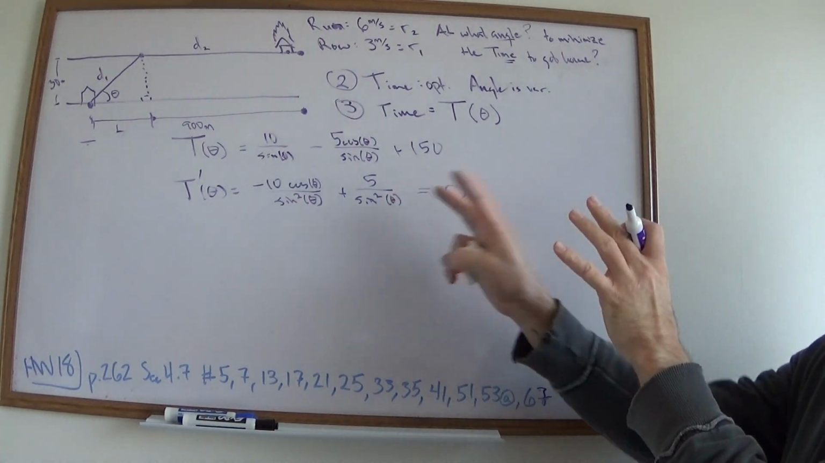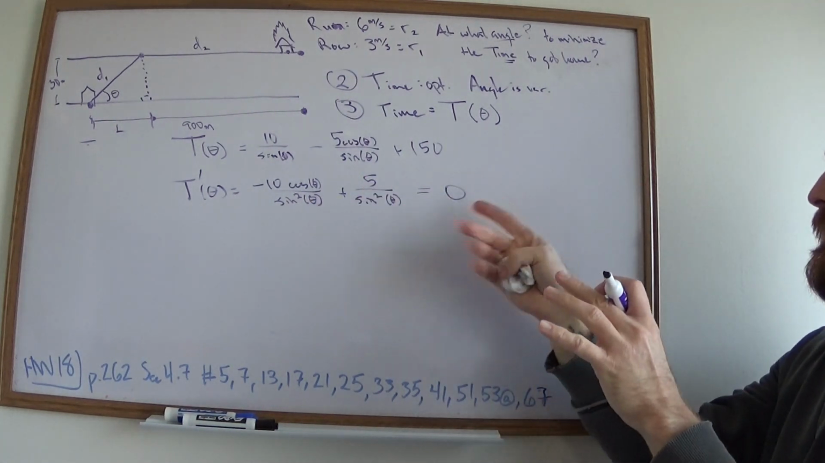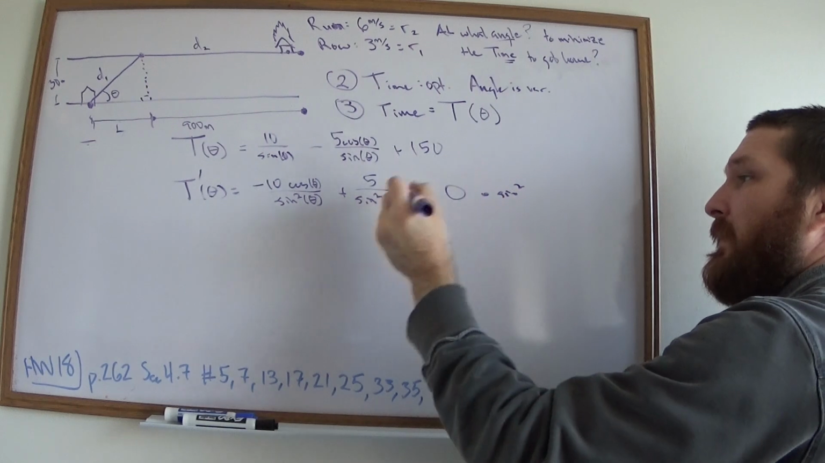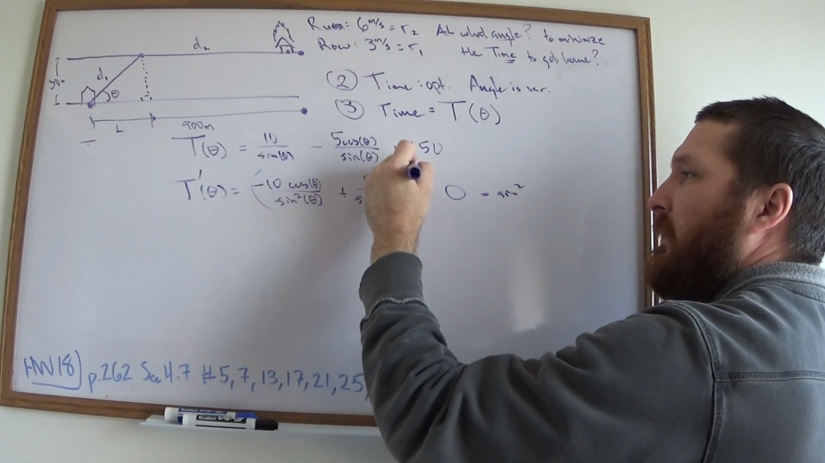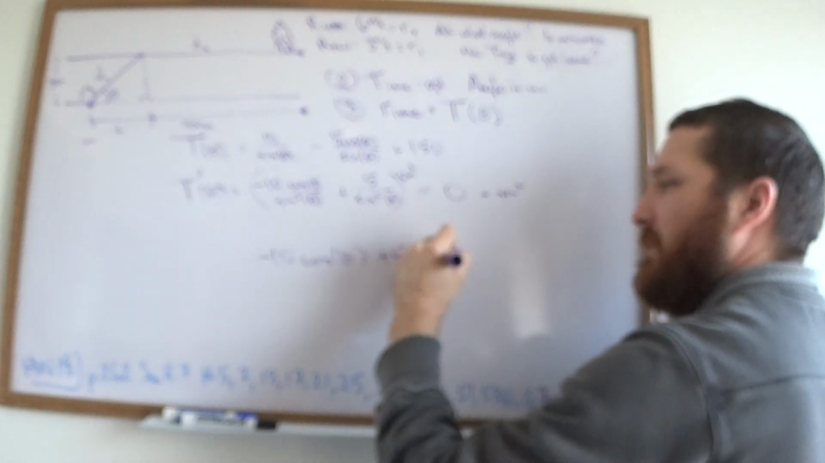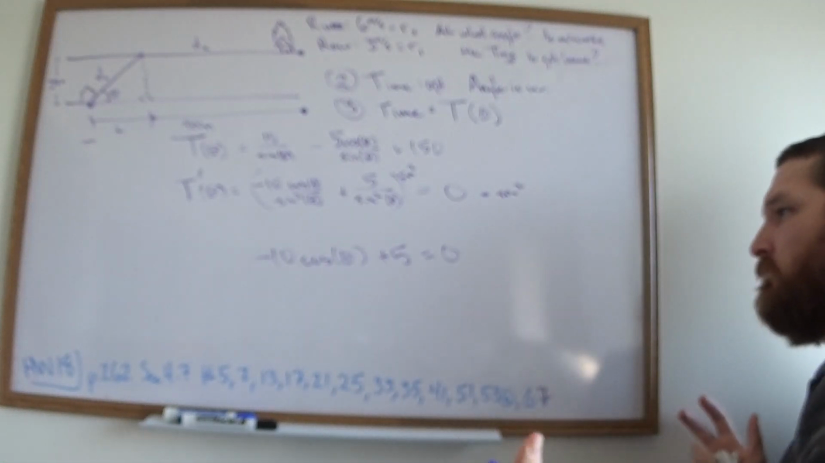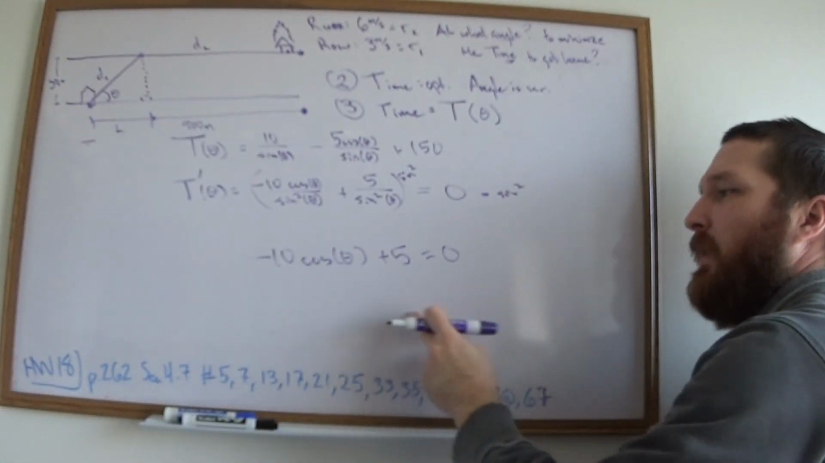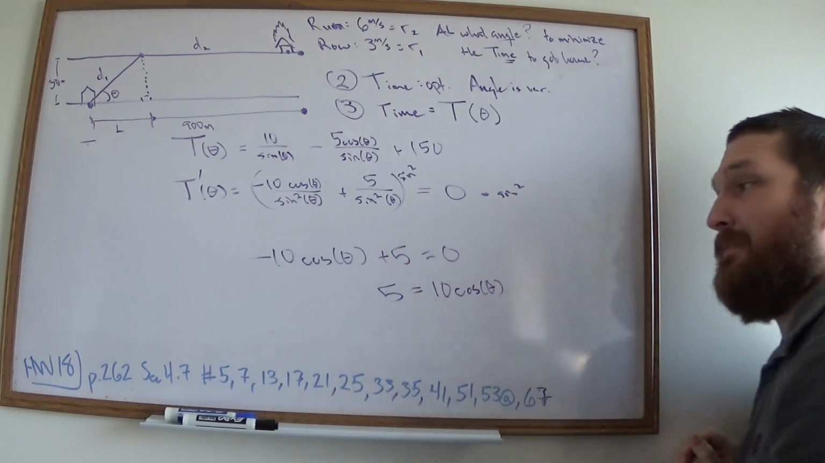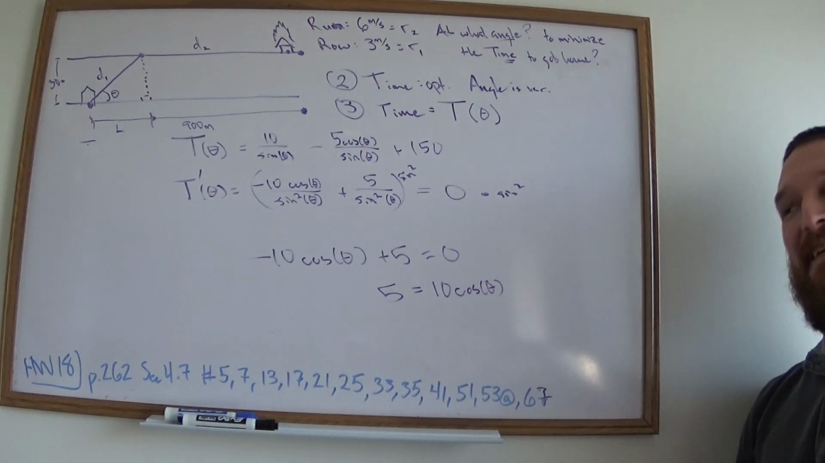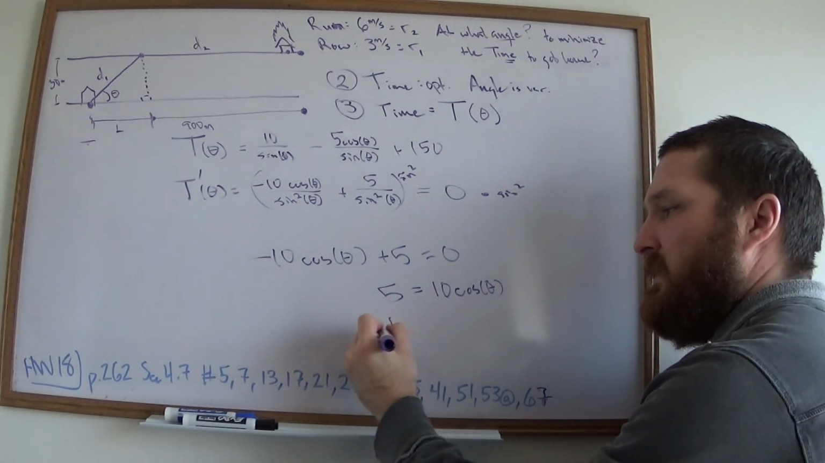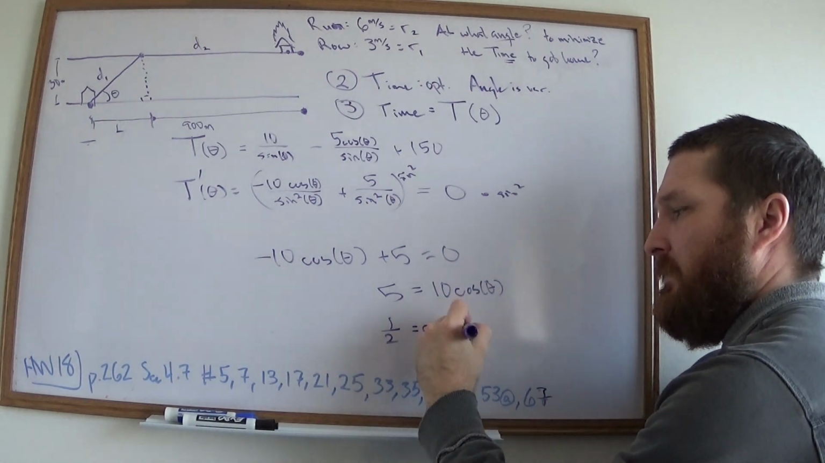Right now I just want to get to the chase. I have a derivative equal to 0, and I can kill the denominators by multiplying both sides by sine squared. Do that over here, and here, to kill those. And now I have minus 10 cosine theta plus 5 equals 0. This is how I like to do it, so I don't mess up the sign. Now divide by 10. We get 1/2 equals cosine theta.